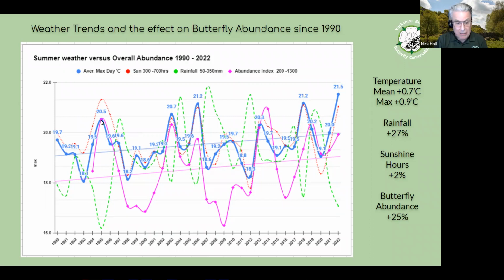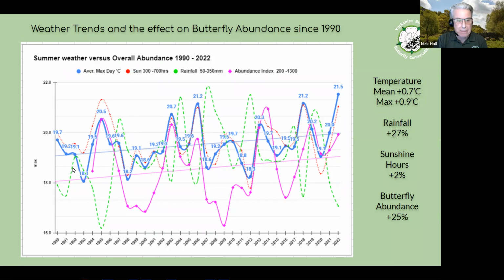1995 in particular, very sunny year, very hot. The next one was 2003, but 2006 was also an exceptional year. Now then, something interesting happens. 2013 and 2014 were both hot years. And then 2018, 2019 were two hot years. When you get two hot years together, interesting things happen.